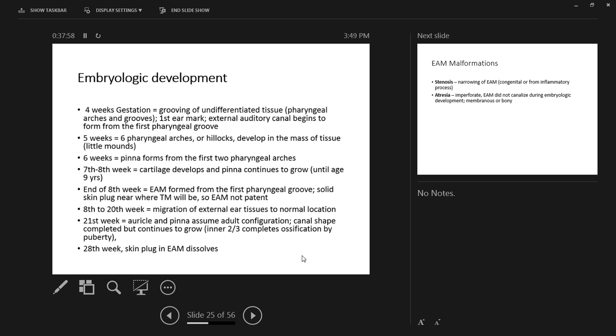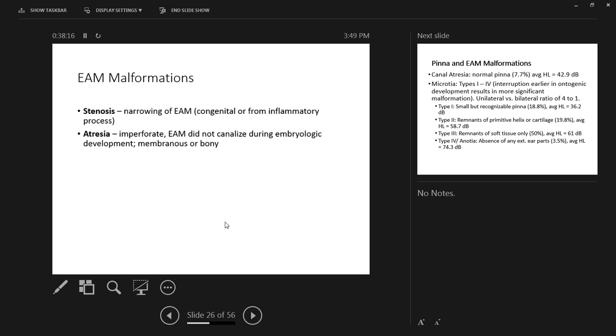is actually open. So I go over the embryologic development because if things go wrong somewhere between weeks 4 and 28, something is wrong with the external ear. So that's the time that it can happen. Malformations, for instance: you can have a stenosis. You can have an atresia, which means the ear canal is not open. If you have an atresia, it can be just soft tissue, or it could actually be bone, which has a rather distinct difference in how it might be managed, both audiologically as well as surgically.